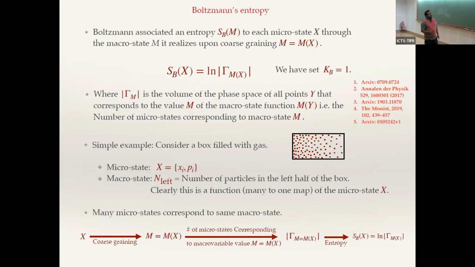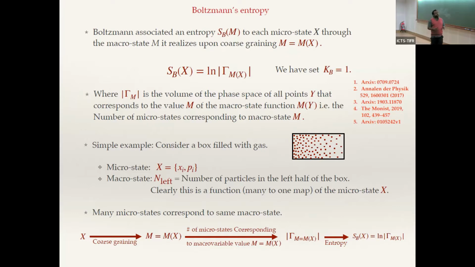So let me elaborate on Boltzmann's definition of entropy. How did he do that? He associated an entropy to each microstate X through the macrostate it realizes upon coarse graining. When you define a macrostate from a microstate, we introduce some coarse graining. Once you have decided your coarse graining, for a given microstate you get a value for the macrostate. Then you assign the entropy to this microstate by taking the log of the volume, which counts the number of phase space points corresponding to the same value of the macroscopic variable obtained from this microstate.